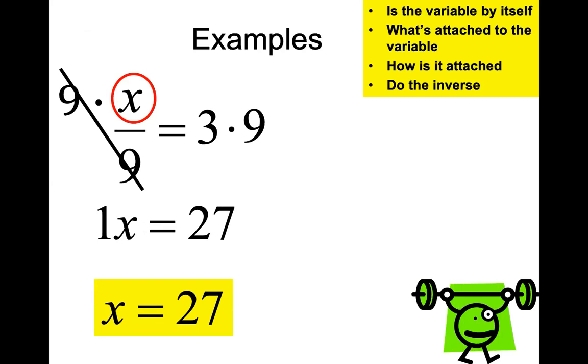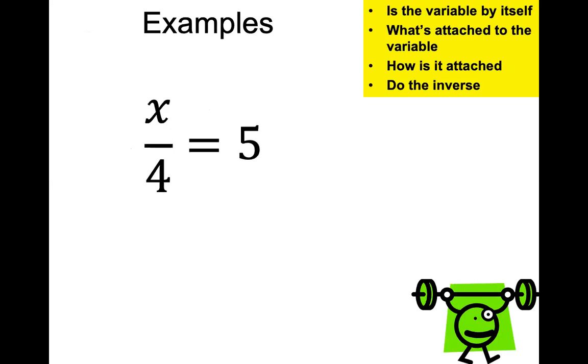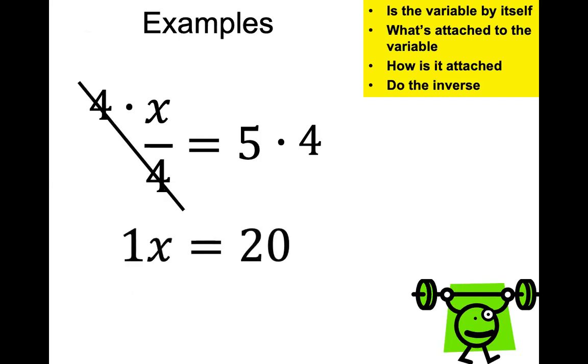Okay. Where's the variable? What's attached to it? How's it attached? How do we get rid of division? So we're going to multiply both sides by 4. We put the 4 in the denominator, then 4 times 4 is 16. We put that in the numerator, and the fraction bar extends. This is 4 divided by 4. What's 4 divided by 4? 1. That cancels. Therefore, x equals 20. All right, there's your quick review.